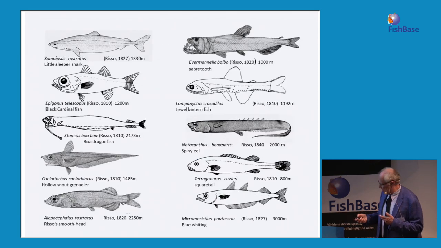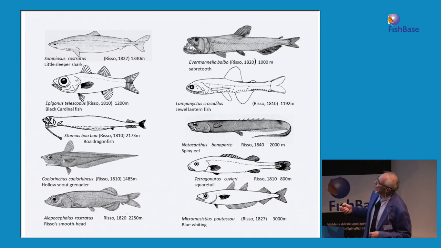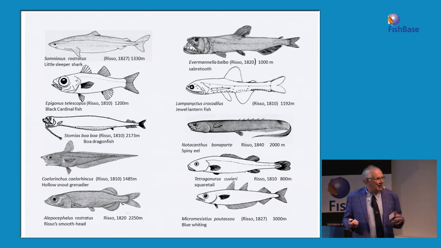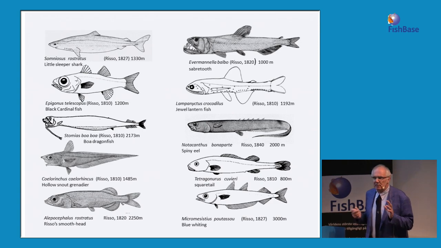And he also describes a remarkable number of different species: a deep sea sleeper shark, the deep sea black cardinal fish, the boa dragonfish, the deep sea grenadier, Risso's smoothhead. You know, this is a fairly comprehensive collection of deep sea fishes that professionals amongst you will recognize from trawl hauls. So he was the first person who really set out what a deep-sea fish fauna looks like.